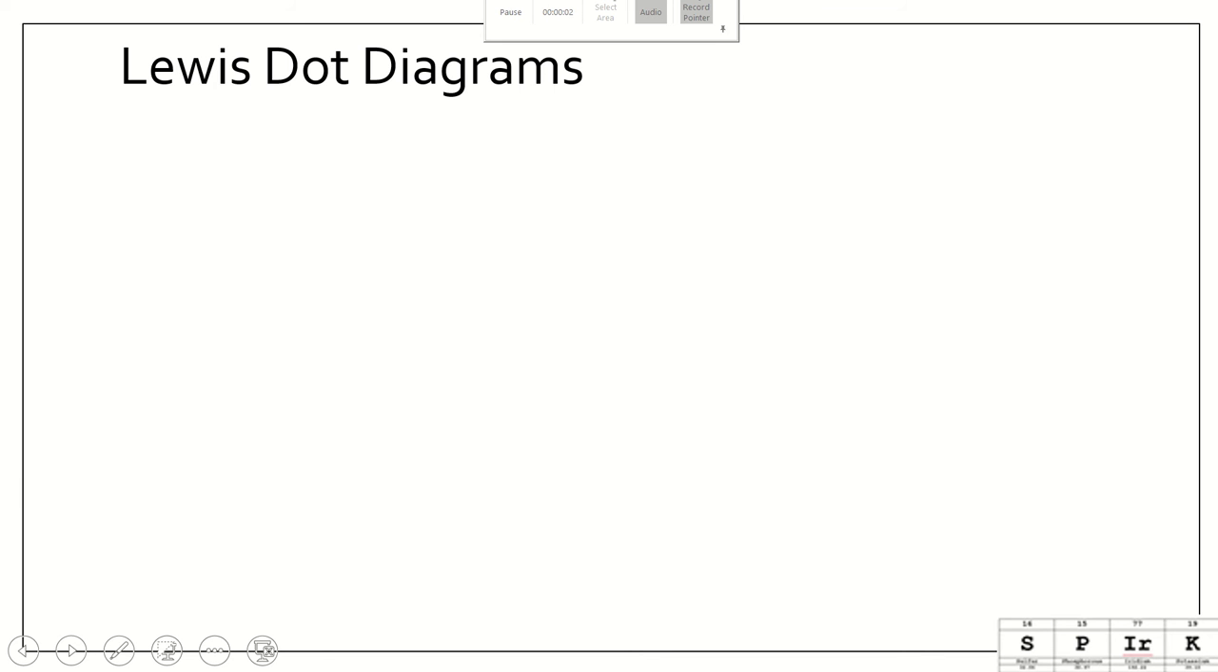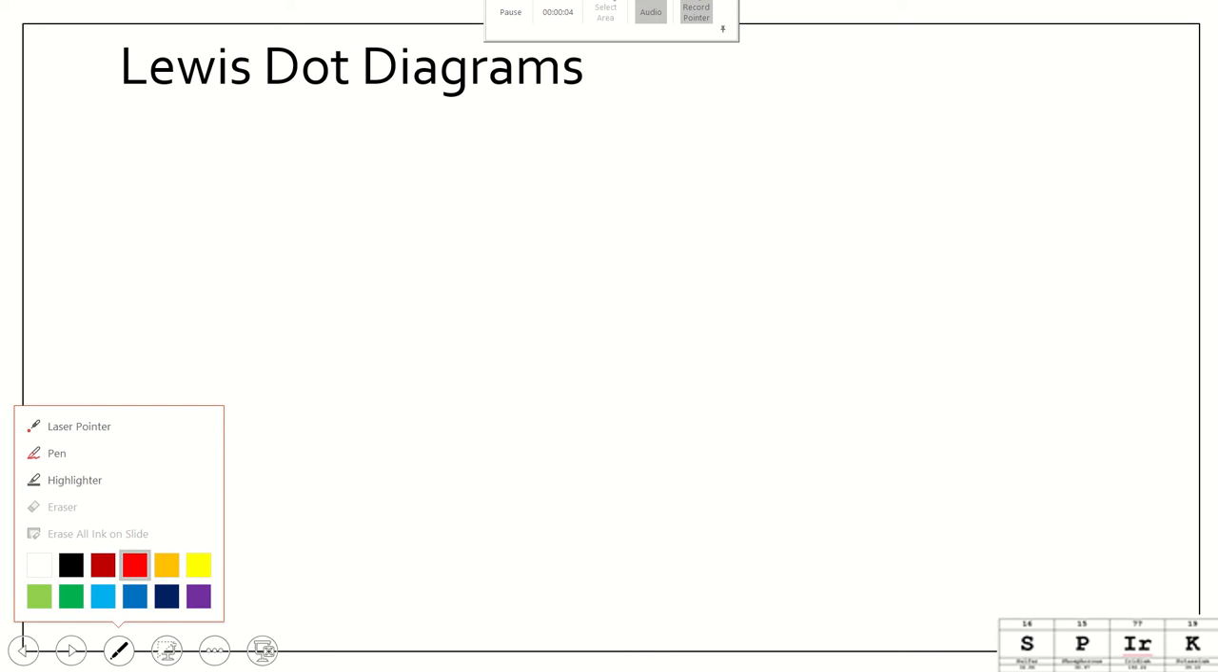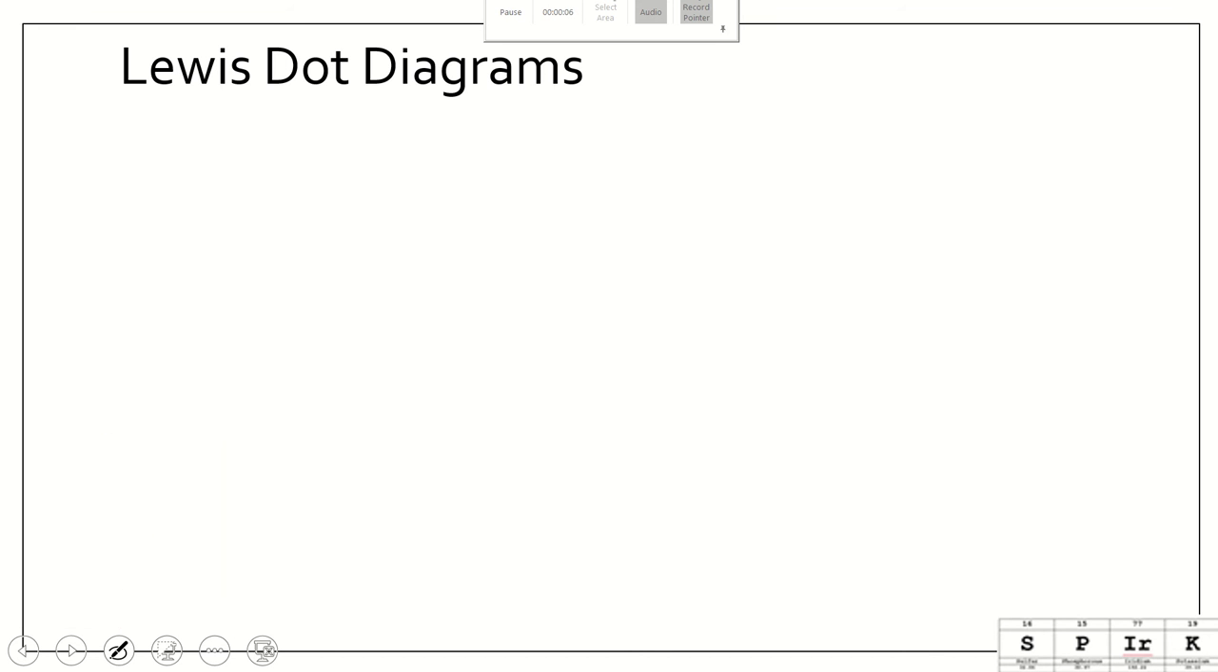Hi all, this is Mr. Spurk, and we're just going to review some of section 8.2. This is where we started talking about Lewis dot diagrams.